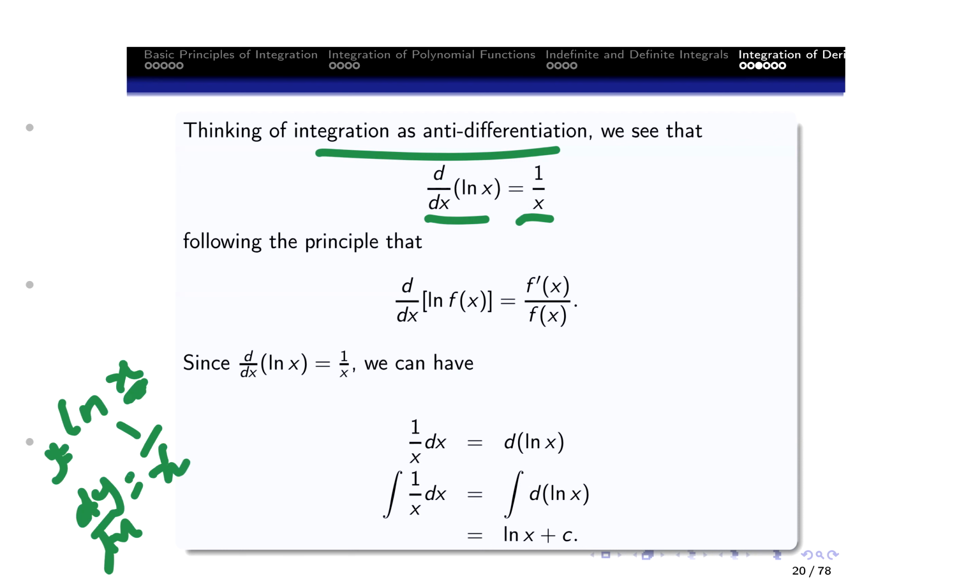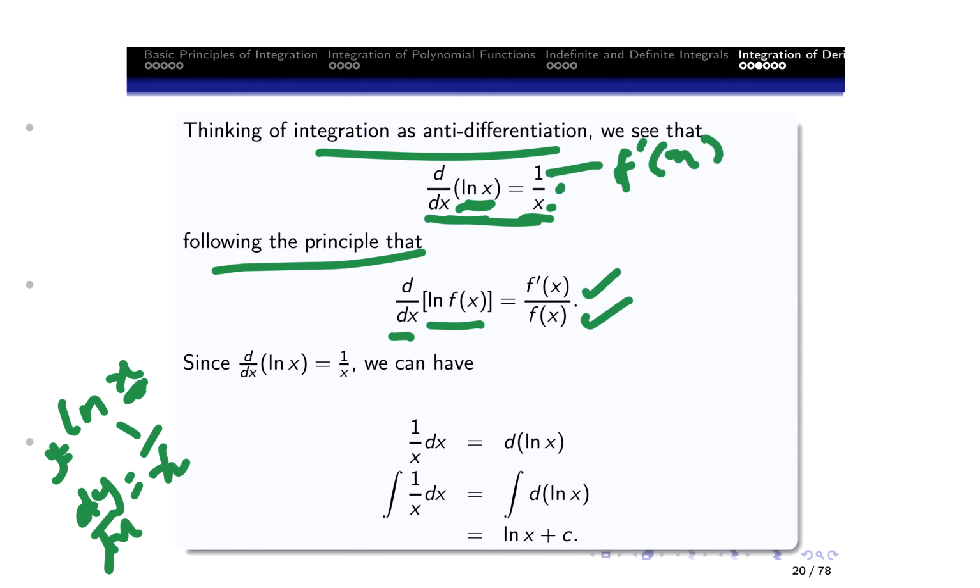So you remember that when you differentiate ln x, you get 1 over x. ln x is the natural logarithm of x, okay? If you follow that principle, you can now say d dx of ln f of x is f prime of x over f of x. If you differentiate the inside, you get f prime of x, and you put the original function f of x under it. So d dx of ln f of x is the same thing as f prime of x over f of x. We can use this idea.